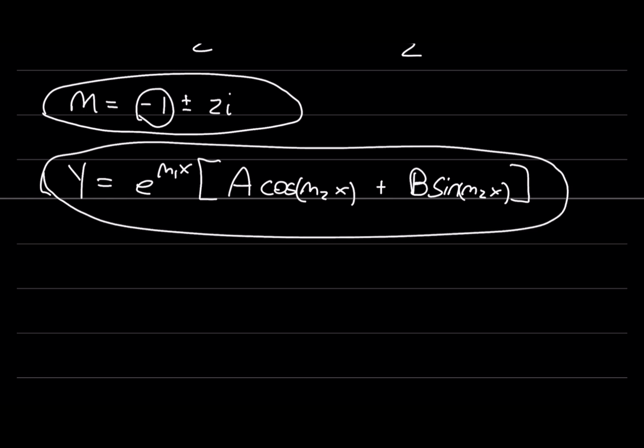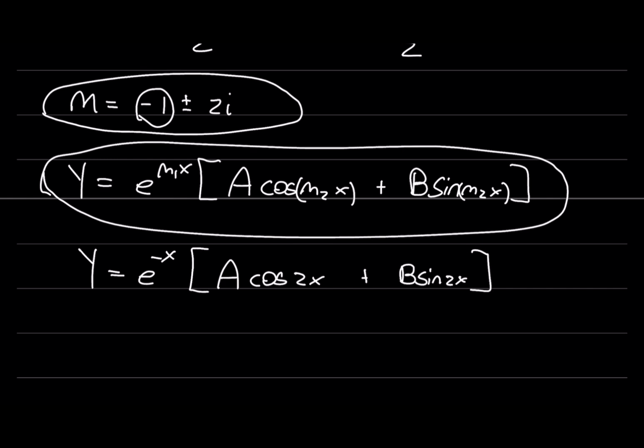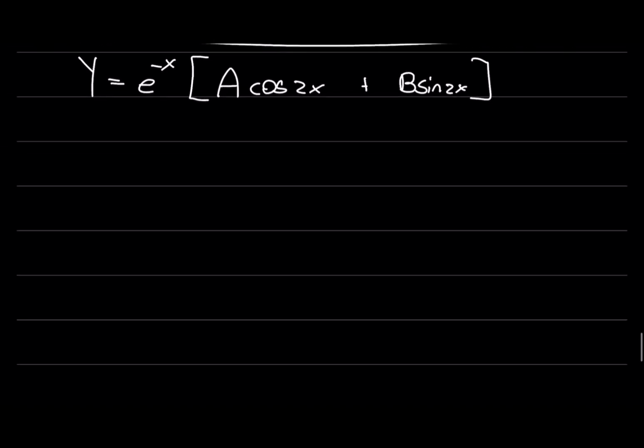So we know our m1 is negative 1. So we say y is equal to e to the negative x times a cos 2x plus b sine 2x. And that is how you would get that answer. Pretty simple. Hopefully you understood that one. Let's move on to another question.